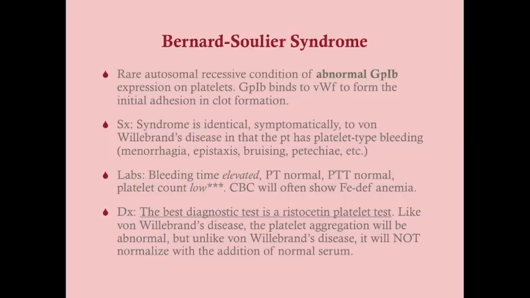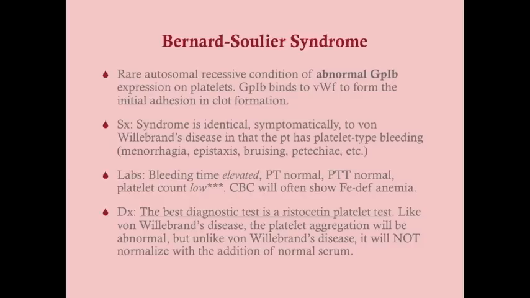So remember, both of those are needed for that attachment, for that initial adhesion, but this is a different disease because it's not von Willebrand's factor that's the problem, it's the GP1B. So it looks the exact same as von Willebrand's disease because it's essentially the same pathophysiology. You don't get that initial adhesion, and so you're going to have these platelet type symptoms. So menorrhagia, epistaxis, bruising, petechiae, etc. These patients will present the exact same way as von Willebrand's disease.